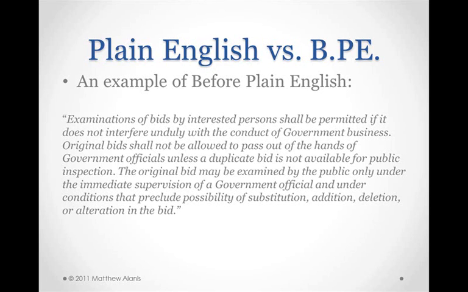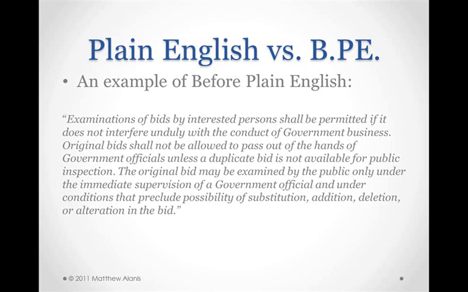What it says is: examinations of bids by interested persons shall be permitted if it does not interfere unduly with the conduct of government business. Original bids shall not be allowed to pass out of the hands of government officials unless a duplicate bid is not available for public inspection. The original bid may be examined by the public only under the immediate supervision of a government official and under conditions that preclude possibility of substitution, addition, deletion, or alteration in the bid.